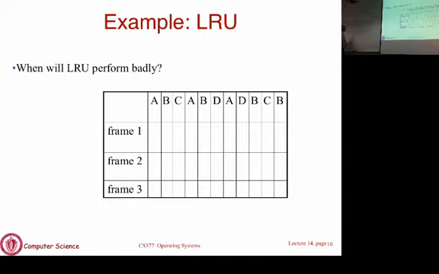You bring D in. You see which is the least recently accessed page, that happens to be A. So you are going to evict A. So now you have D, B, and C. The next one is A. That's a page fault. So now you evict B. Now you have D, A, C.